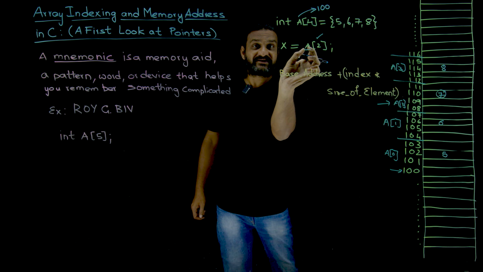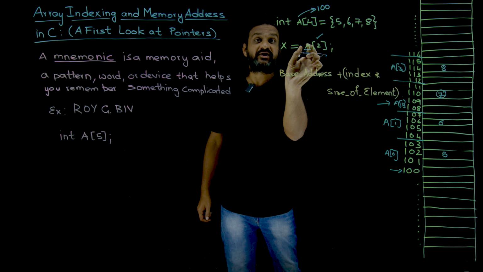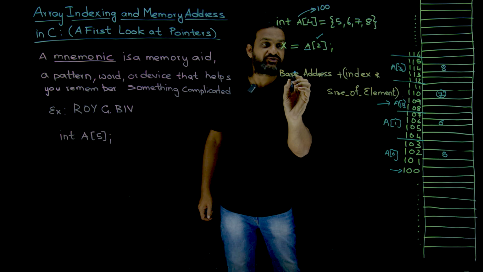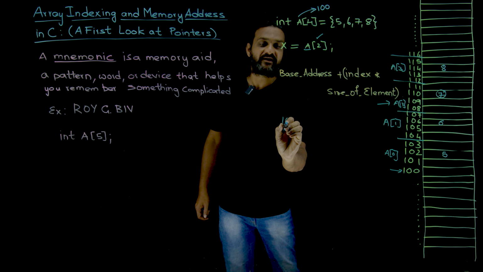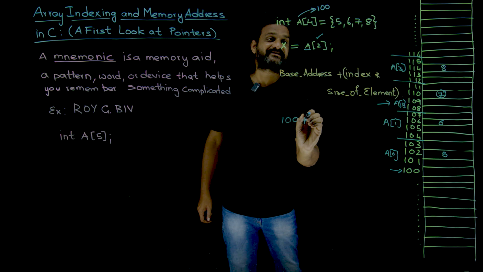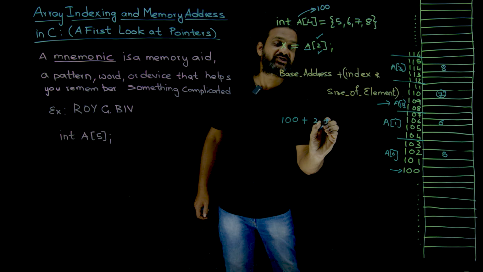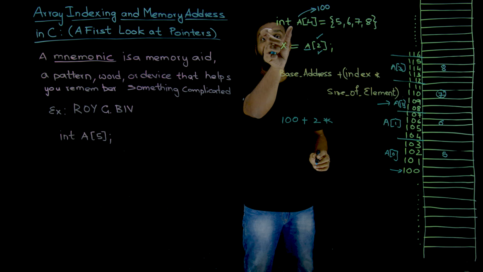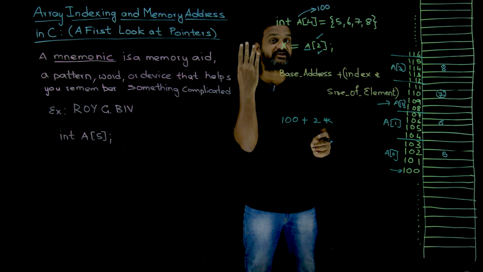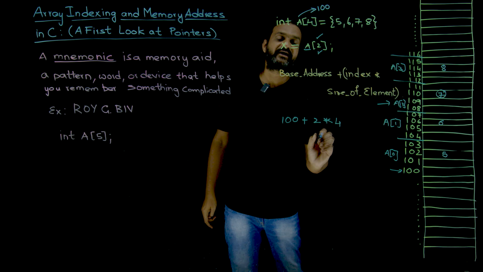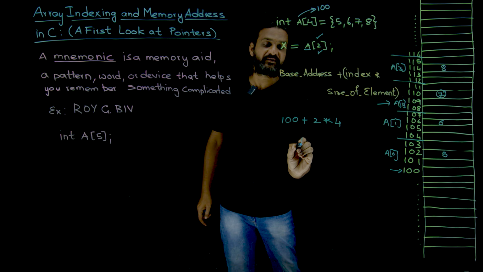So the array name is 100. As we have discussed, it is the mnemonic. This is what we call the base address. Now placing the values in this formula, the base address is 100 and the index is 2, a of 2, into the size of the element. All the elements are integer types, so let's assume the size of an element is 4 bytes. So 4 into 2 is 8, and 8 plus 100 is 108.